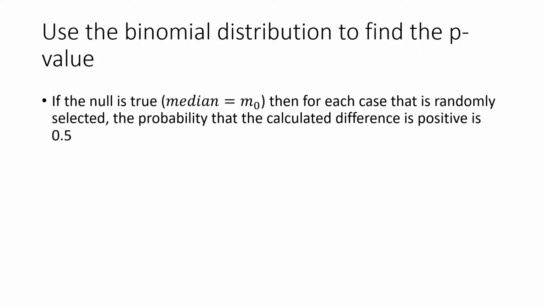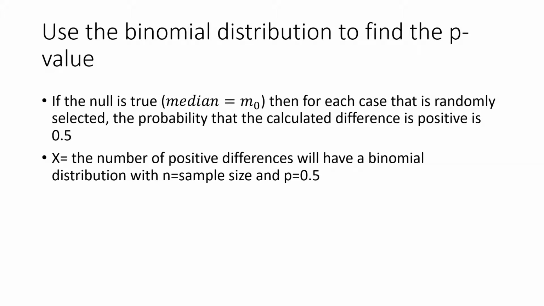So if the null hypothesis is true, then for each case that is randomly selected from the population, the probability that the calculated difference is positive is going to be 0.5, because there should be a 50% chance that each randomly selected value in the population will be greater than that hypothesized median, and a 50% chance that it will be less than the hypothesized median.